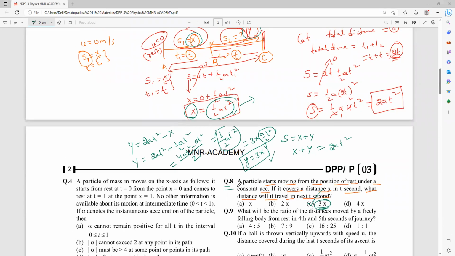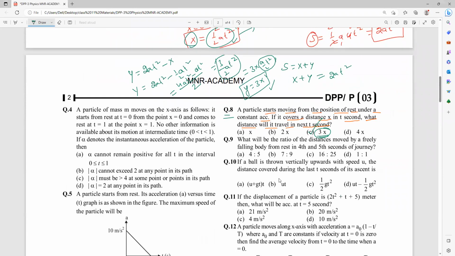Now next, question number 9. What will be the ratio of distances moved by a freely falling body in the 4th second and 5th second after the journey? That is what they are asking. Means what will be the ratio of the distances? For example, a body is falling downwards. After the 4th second, it may travel some distance; after the 5th second, it may travel some other distance.